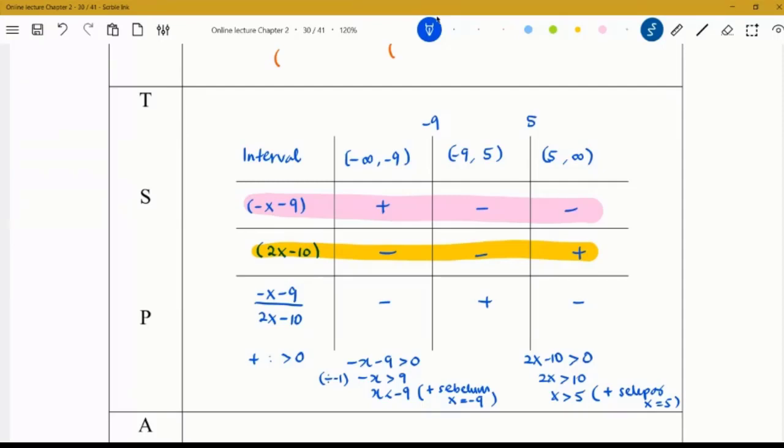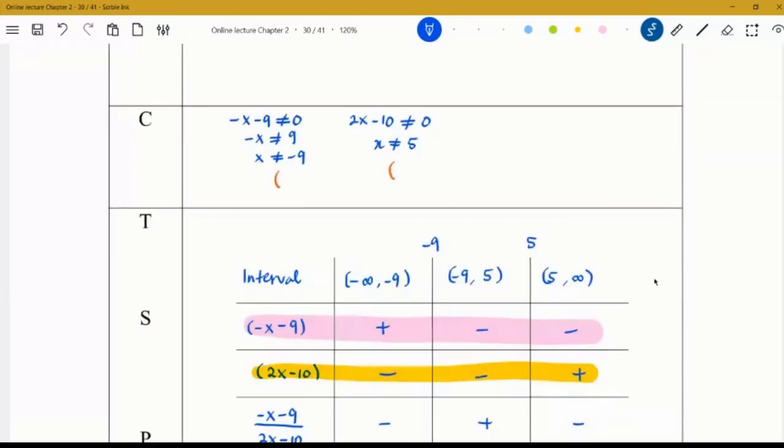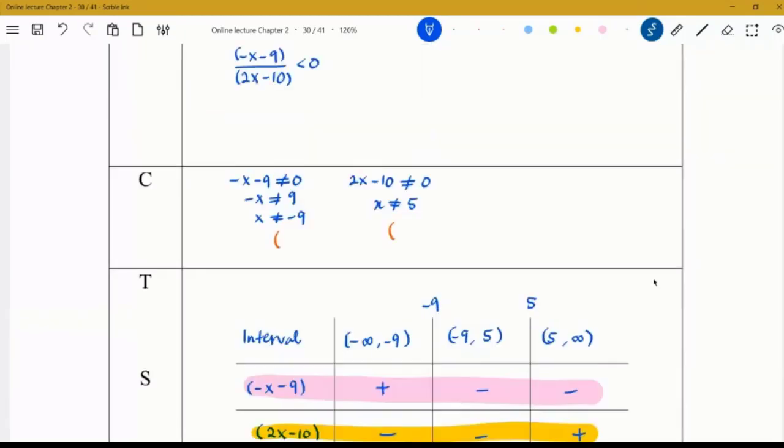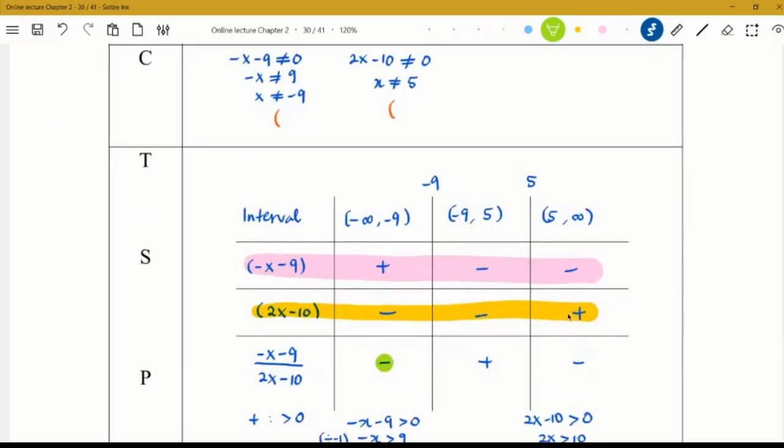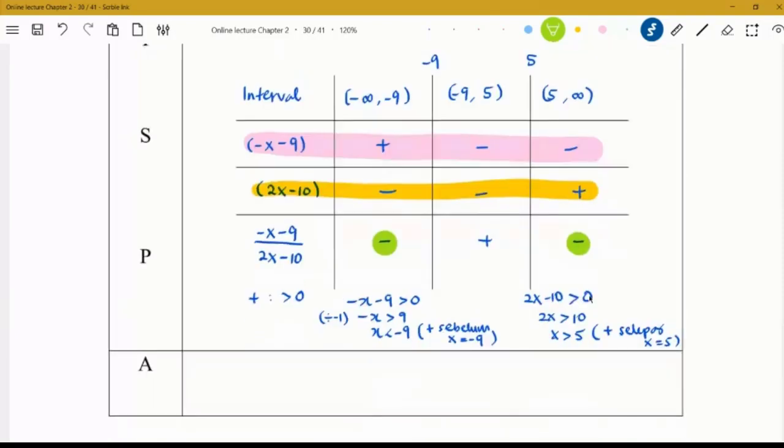Okay, so jawapan akhir kita nak tengok apa? Kita nak ambil yang mana? Positif ke negatif? Kita ambil yang negatif sebab di sini adalah less than. Okay, so negatif adalah yang ini dan ini. So jawapan akhir kita adalah negative infinity to negative 9 union with 5 towards positive infinity.